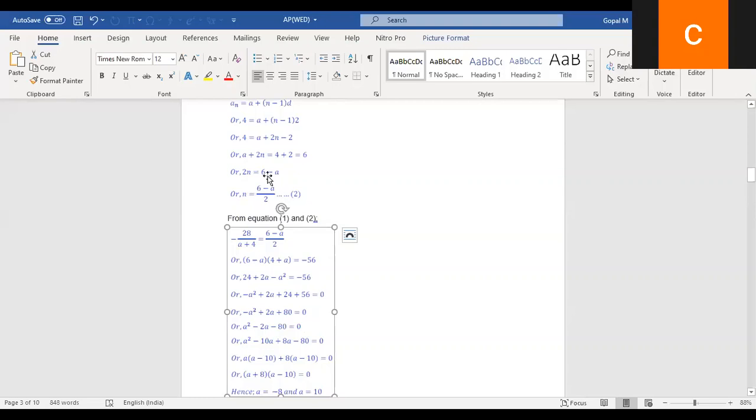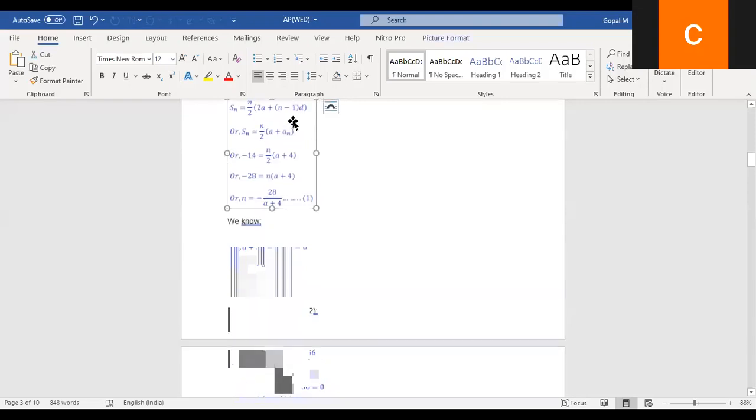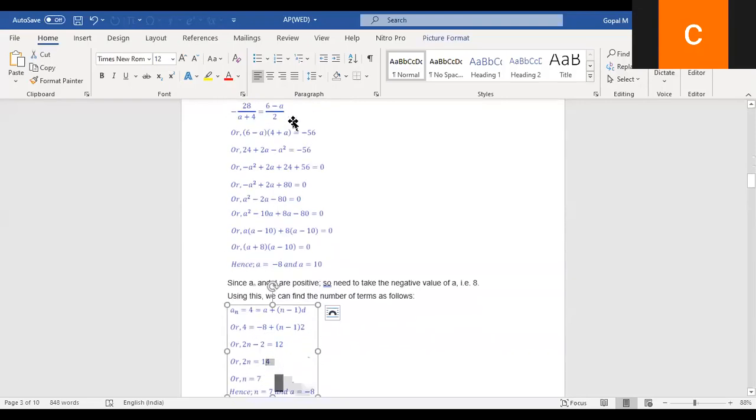Then for the An value they gave, A plus (N minus 1) into D. Apply the An value 4 and the N value, we already got the N value, minus 28 by (A plus 4). That you apply. If you solve, the A value you will get is 10.